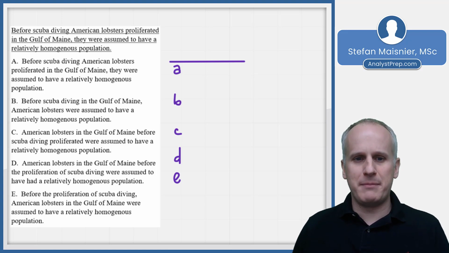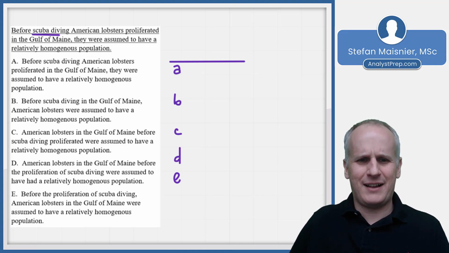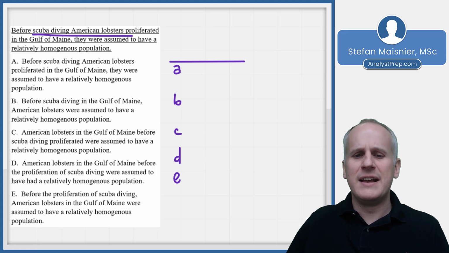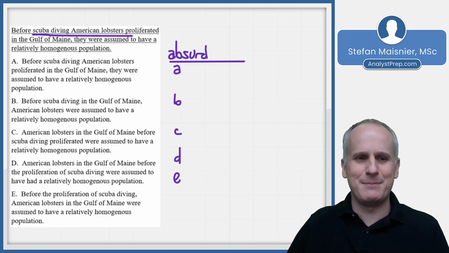Before scuba diving, American lobsters proliferated in the Gulf of Maine. Wait a minute, what? We have scuba diving American lobsters? That's kind of crazy. And this would be a textbook absurd modifier. The exam doesn't want you to believe there are scuba diving American lobsters. That makes no earthly sense.